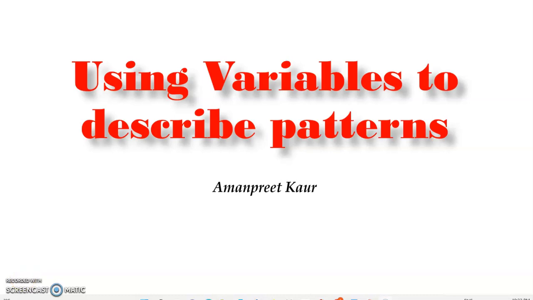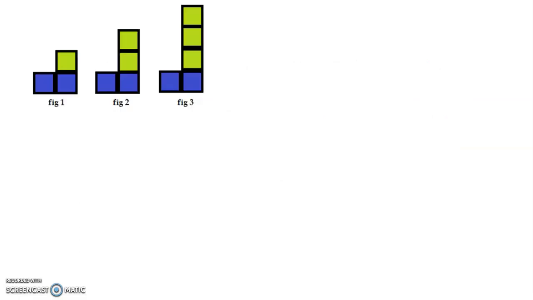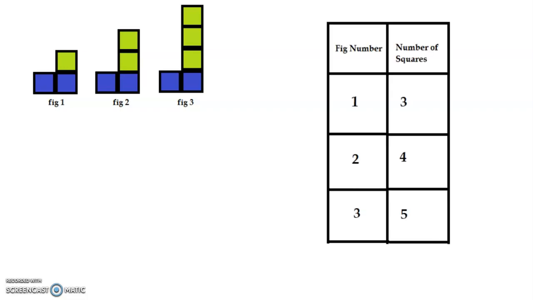Hello students, in this video we are going to learn about how we can describe a pattern using variables. Let's see these figures and try to identify the pattern in them with the help of the figure number and the number of squares. So in the first figure, the number of squares is 3.